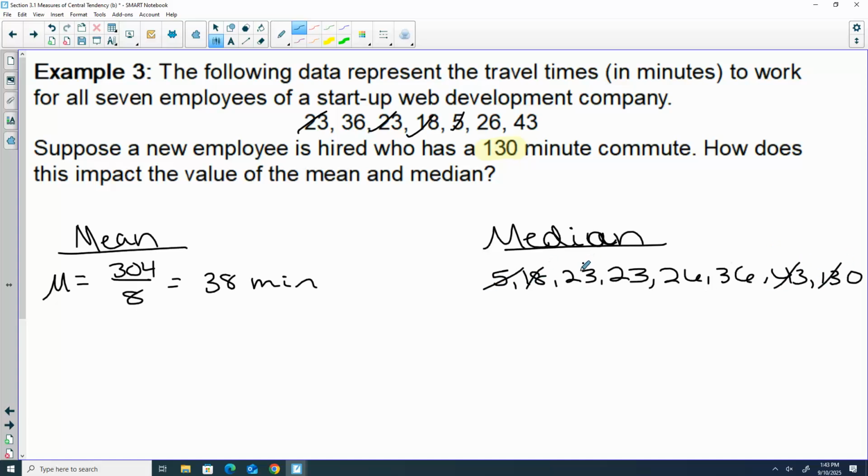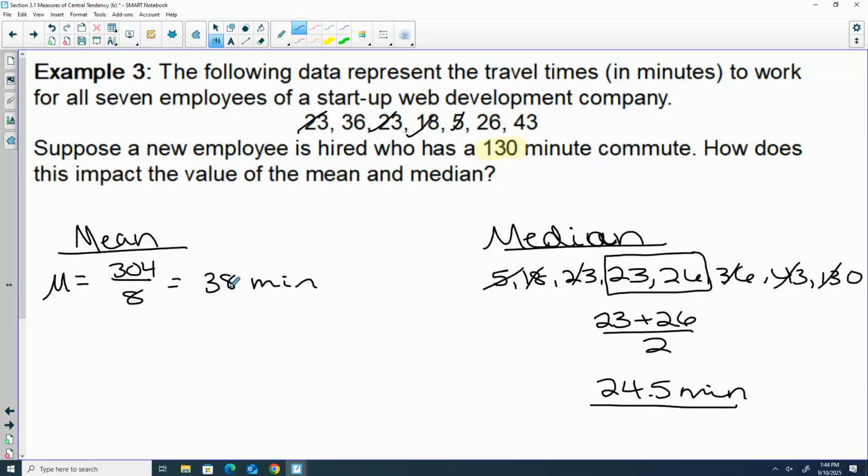So if you're trying to find the middle, think of it as marking off small and large. There's no one number in the middle. There's 2. So what did we do? Do you remember? 49 divided by 2, so we get 24.5. The original median was 23. So it went up by 1.5 minutes, but what happened to the mean? It went up by 14. So this was a large change, and this is a small change.